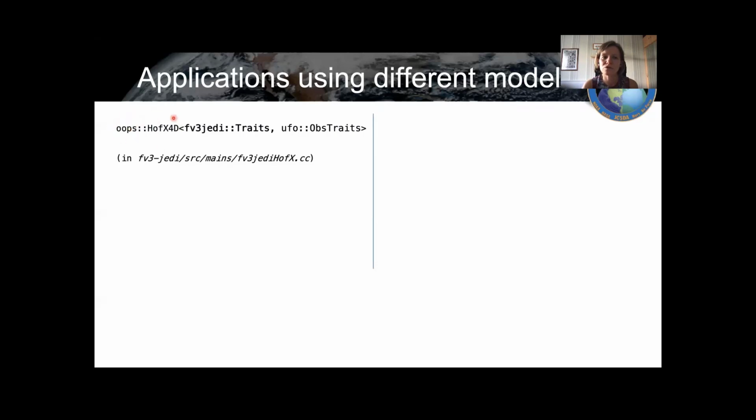You see there's an OOPS HFX4D, which indicates which application we're going to run. It's the HFX4D from OOPS. And after that, there are two parameters in the angle brackets. Angle brackets signify that what's inside them is a template parameter, and there are two of those. In most OOPS applications, you'll have two parameters. One is typically called model, and the other one is typically called obs. The first one here, FV3 JEDI traits, is for the model-related interface classes. And the second one is UFO obs traits. This is for the obs-related interface classes.